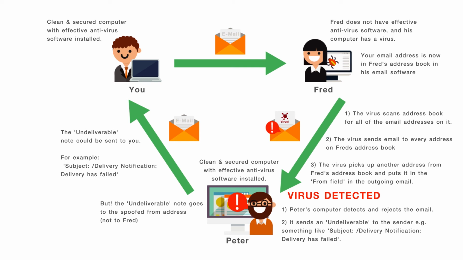These emails are received by other computers, which detect the virus because they have good antivirus software, and reject the email. When the receiving computer rejects the virus email, it sends an undeliverable notification to the sender, but the notification goes to the spoofed email from address, not to Fred. It could be sent to you.